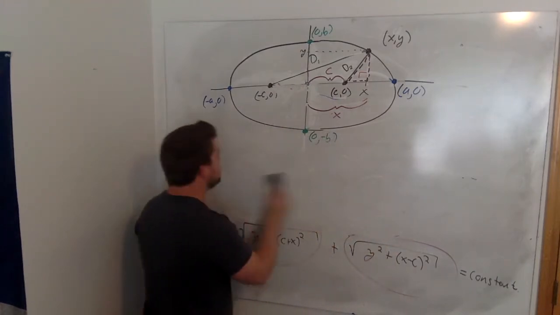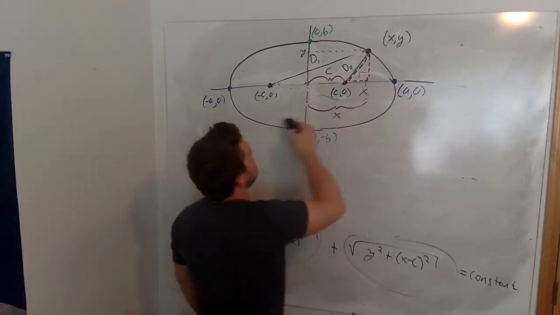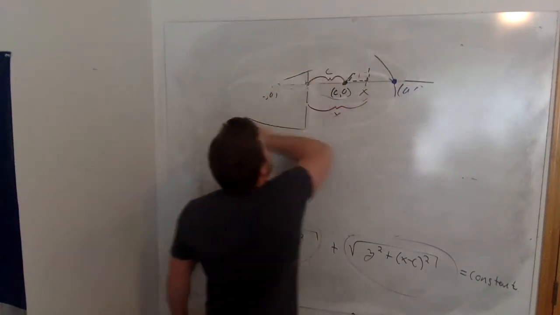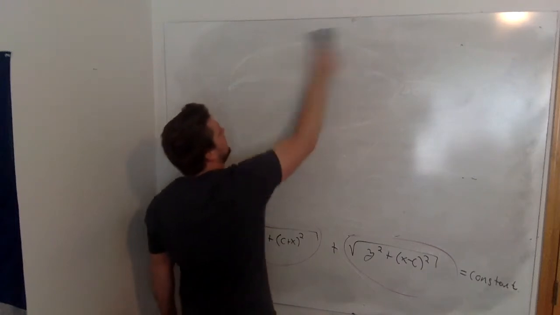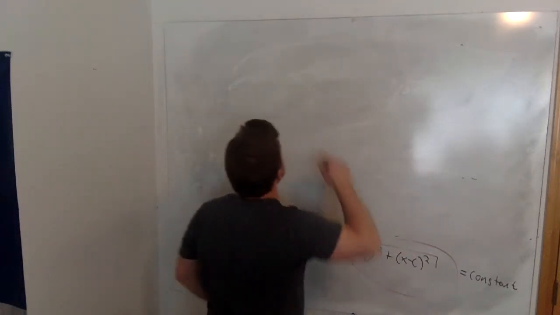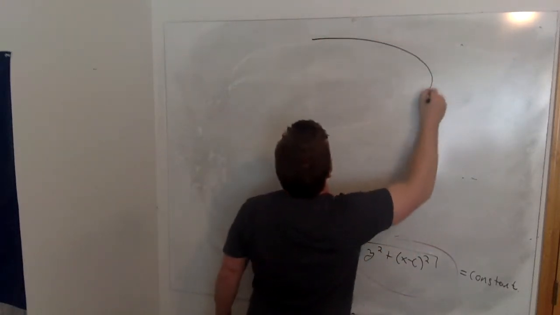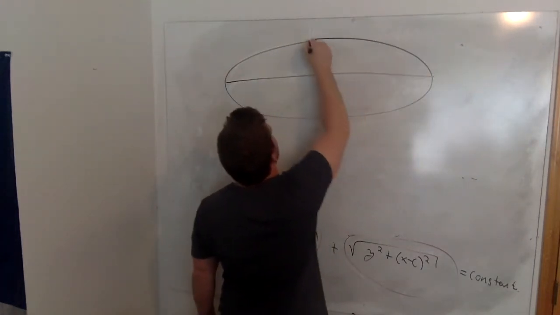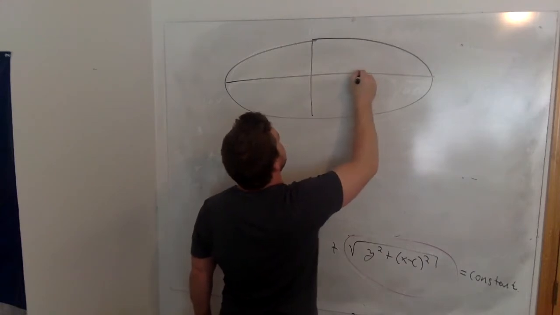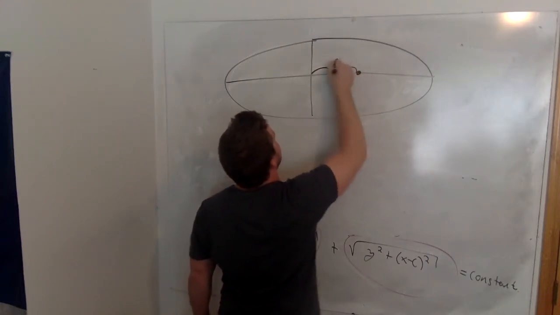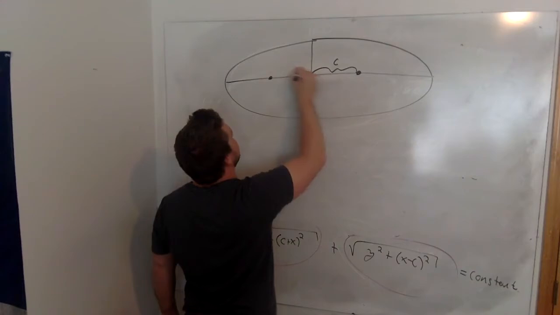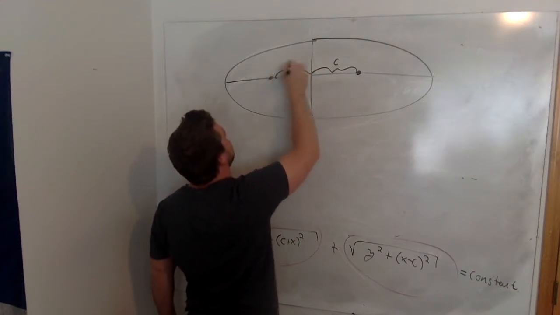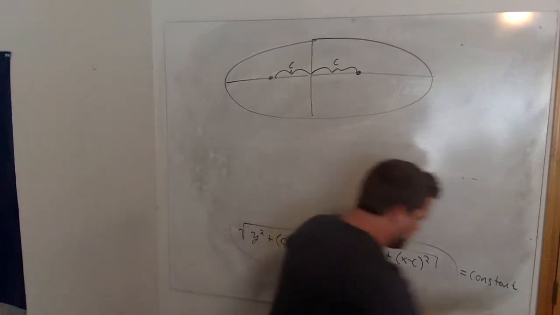So what we're going to do here is pick some convenient locations on our ellipse. Let me redraw it so we have a fresh ellipse to look at. Okay, let's take a look at some locations. From here to here is c, and from here to here is also c, maybe in some different colors.